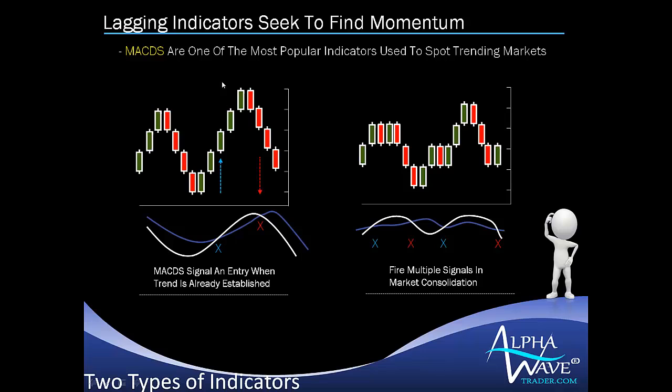And because the entries look so perfect in backtesting, they are very brutal in live markets if market is ranging. By the time you're entering long, price reverses short and vice versa. So moving averages or crossovers are very powerful in trending markets and very dangerous in market consolidation.